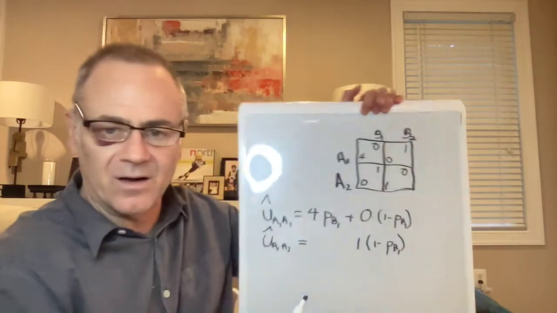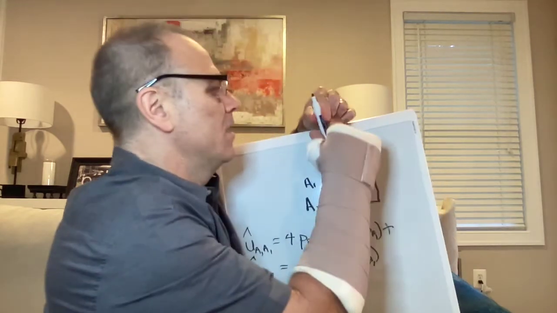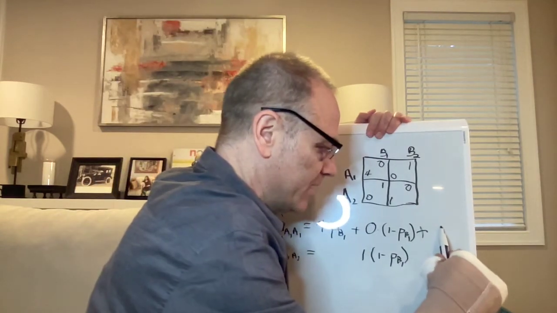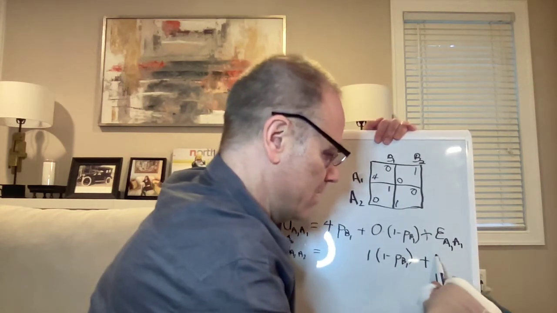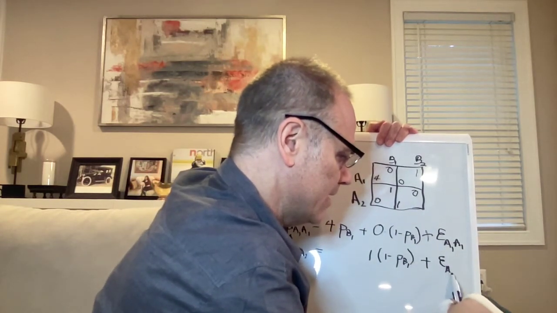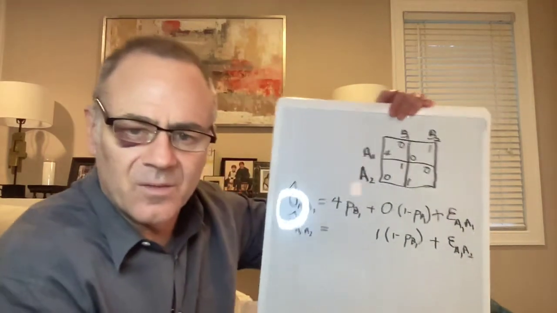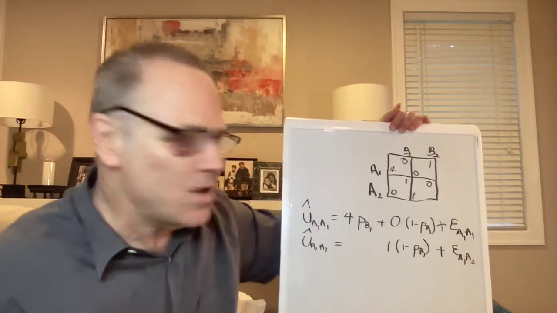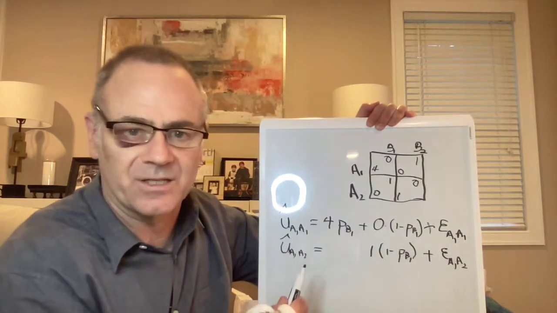When I put the hat on, I add an error term. This is the unseen utility, and so it's epsilon A1, and then the error term for action 2 is epsilon A2. Now, I mentioned this a little bit last time. Notice that I'm putting the error term on the action.